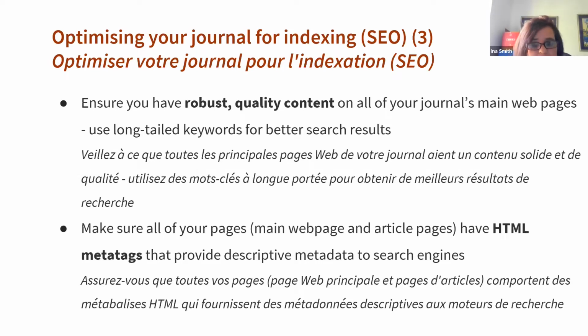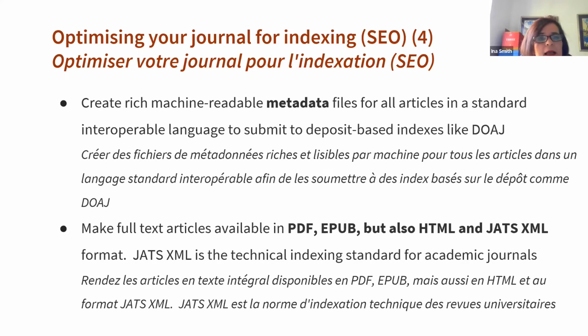Make sure all your pages, the main page and each individual article page, have HTML meta tags that provide descriptive metadata to search engines. HTML stands for hypertext markup language, and that's the language of the web. Furthermore, create rich machine-readable metadata files for all articles in a standard interoperable language to submit to deposit-based indexes like DOAJ, and make full-text articles available in minimum PDF. But if you want to improve on the indexing, also for readability, consider EPUB.